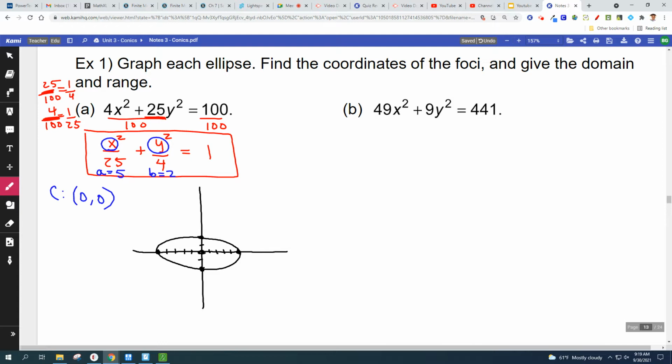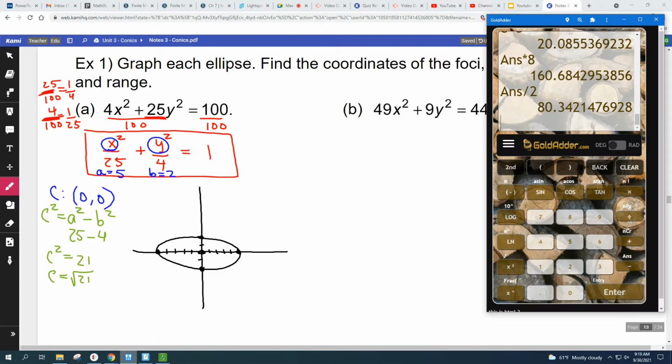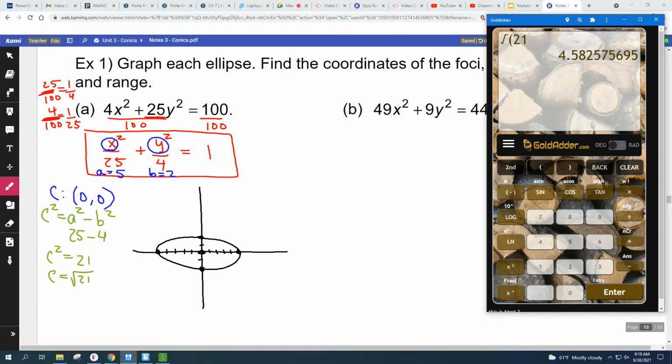All right, we want to find the coordinates of the foci. So the foci, that's what we need that c squared equation for, right? C squared equals a squared minus b squared. A squared was 25 and b squared was 4. And so c squared equals 21. When we take the square root, ignore the negative square root, we're going to do the square root of 21. And square root of 21 is about 4.6.